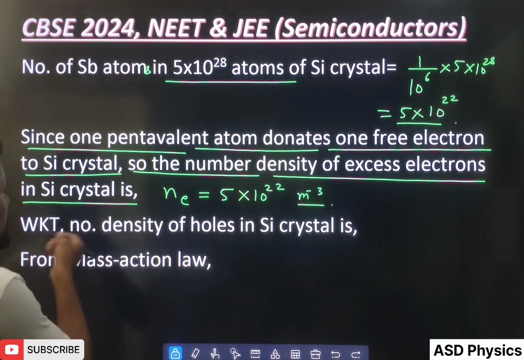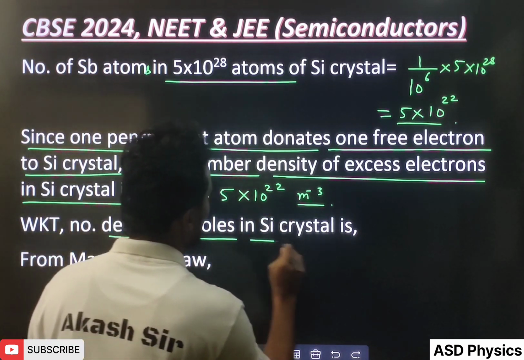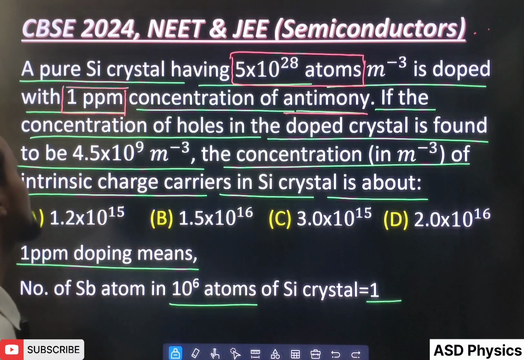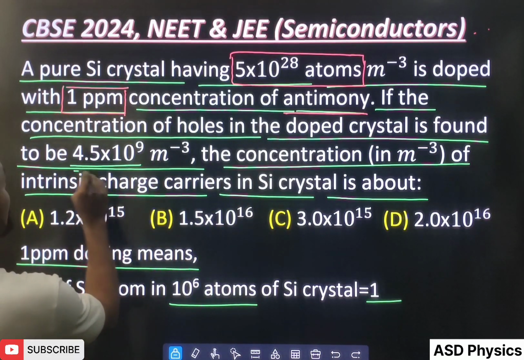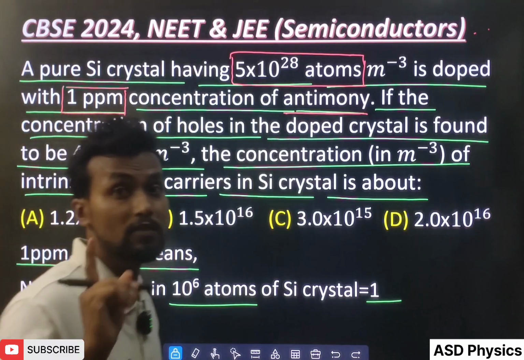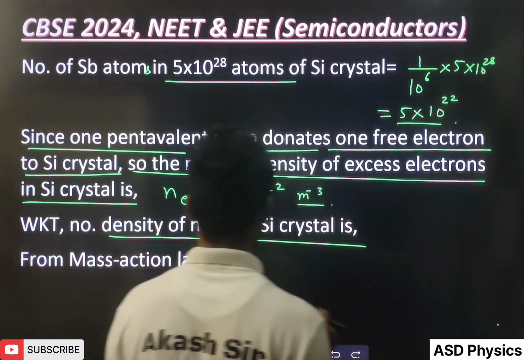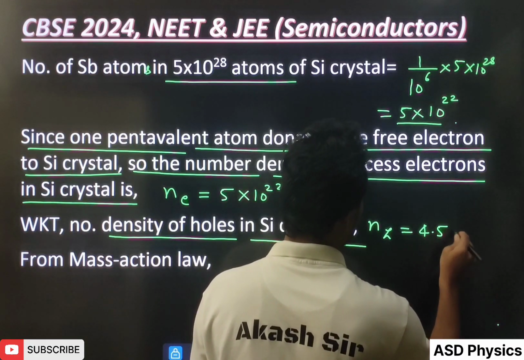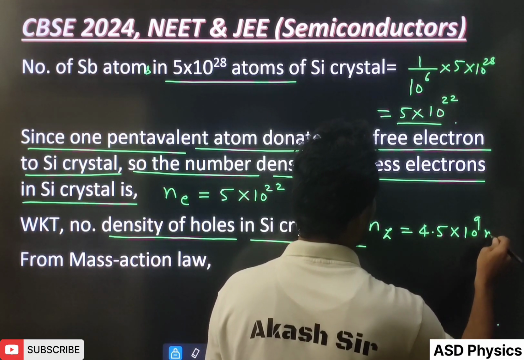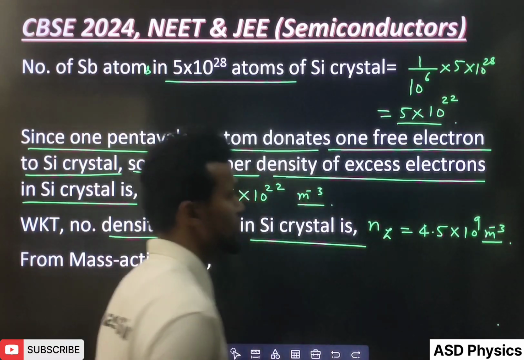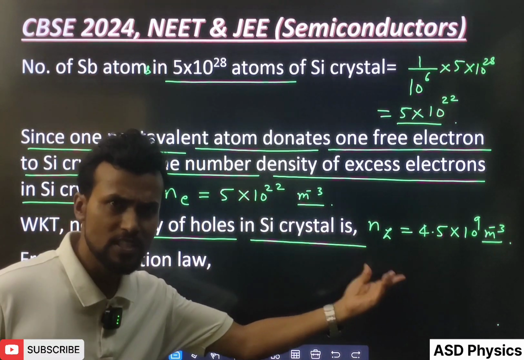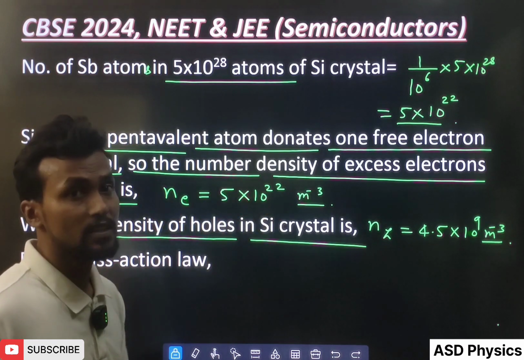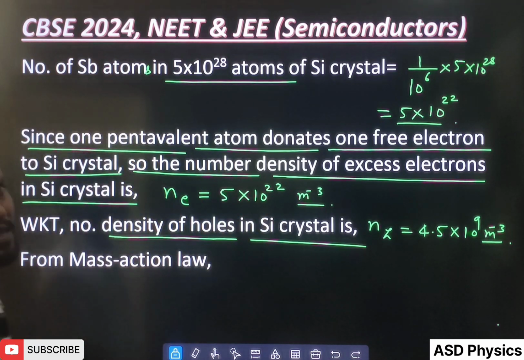Now the number density of holes in the silicon crystal is already given: 4.5 into 10 power 9 per meter cube. So the number of holes is this one, and the excess number of electrons is that one. After that, we'll use the mass action law.